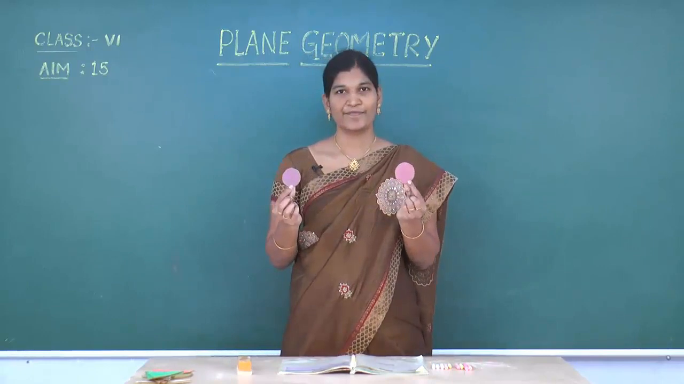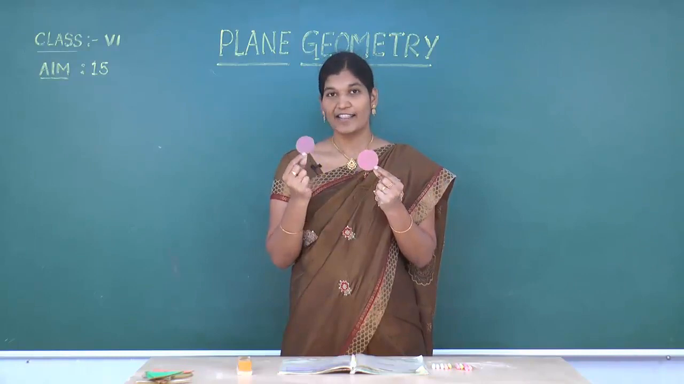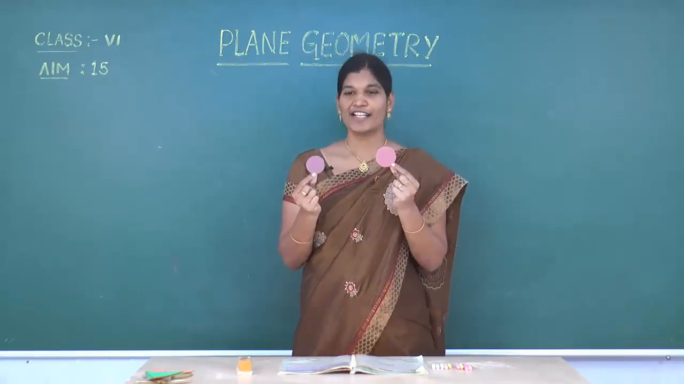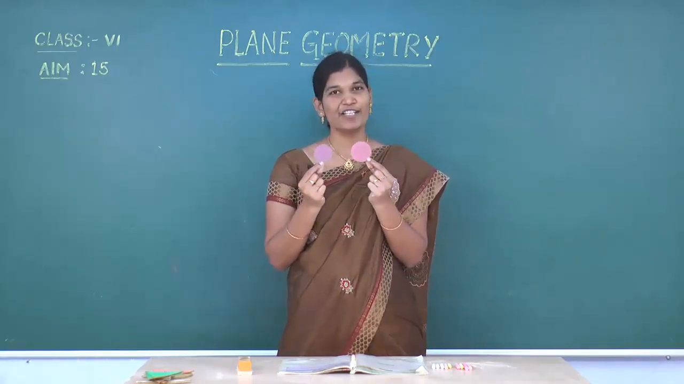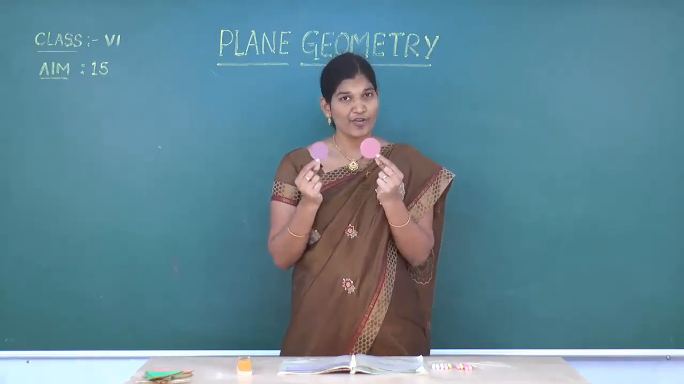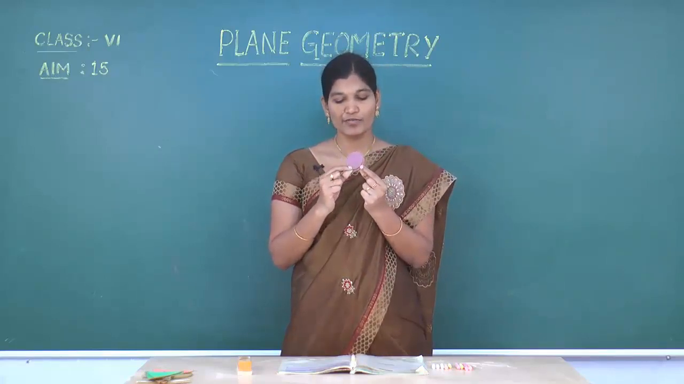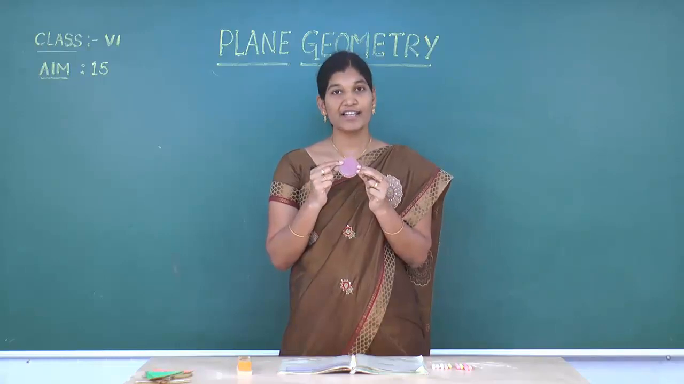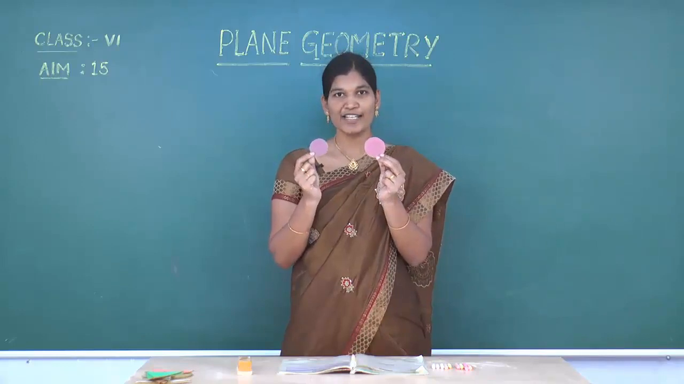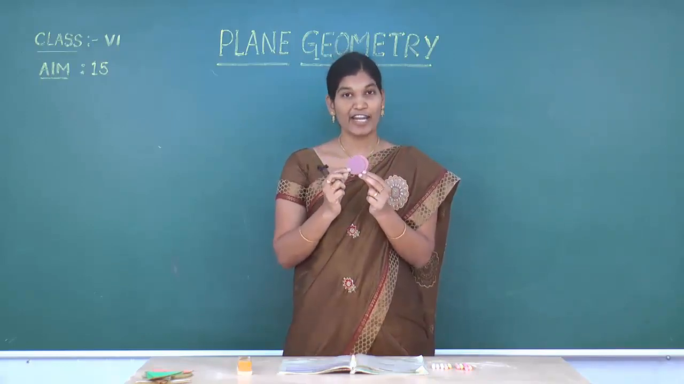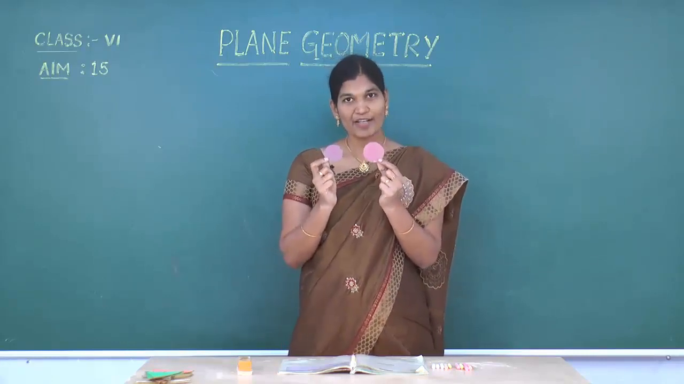See, are these similar figures or congruent figures? Yes, this is a circle and this one is also a circle. These two have the same shape, so we can say these two are similar to each other. Are these congruent figures? No. Why? Because these two circles are not equal to each other. This radius is different from this radius. These two circles have different radii, so we cannot say these two are congruent. These two are similar figures only.